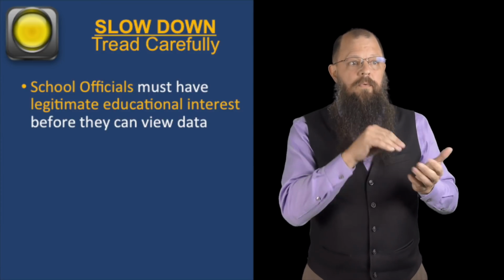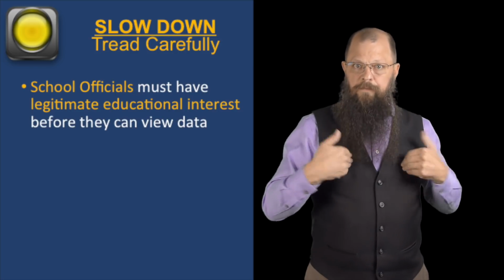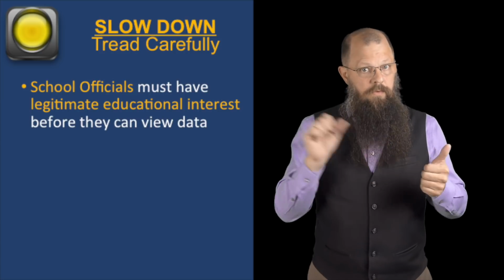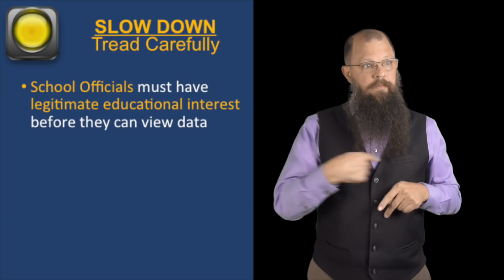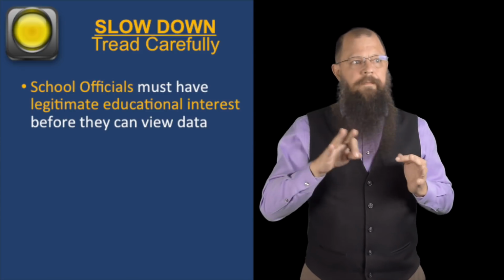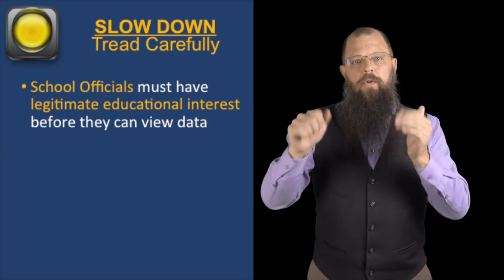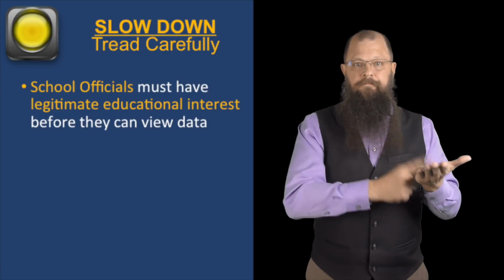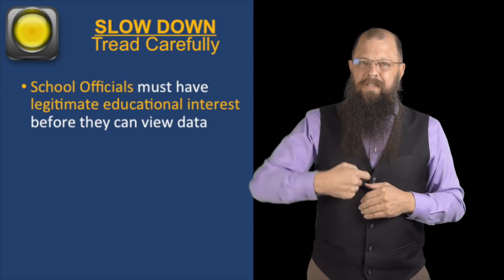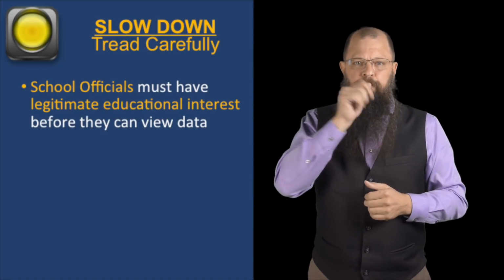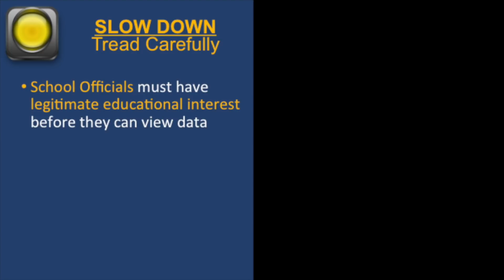Yellow, meaning tread carefully, means that you need to ensure that they have legitimate educational interests before viewing any data. If so, then you may proceed with the discussion. If not, or you're unsure, check with your principal before engaging in any conversation. It's best that we protect the student's educational information at all costs.